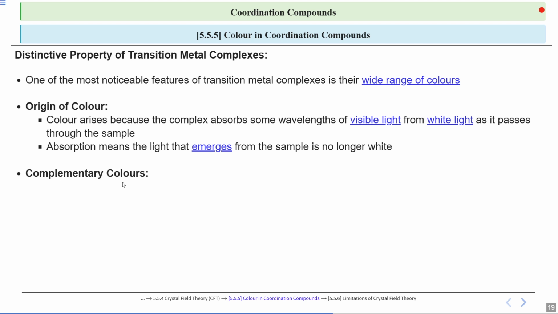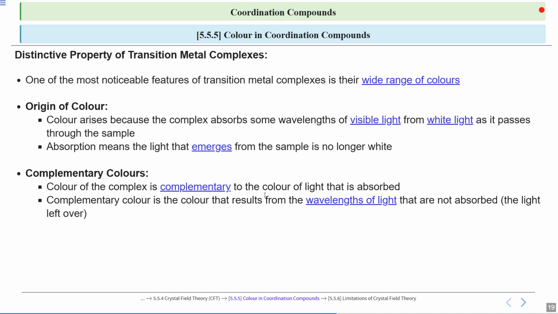So complementary colors: the color of the complex. The color that is represented by that complex is complementary to the color of the light that is absorbed by it. What I'm saying is that if you pass white light through the complex, it will absorb some wavelength of visible light. The complementary color of the absorbed light is going to be the final color of our complex.